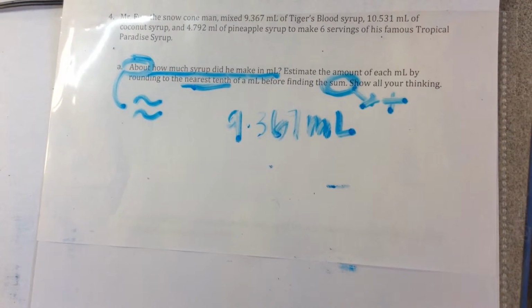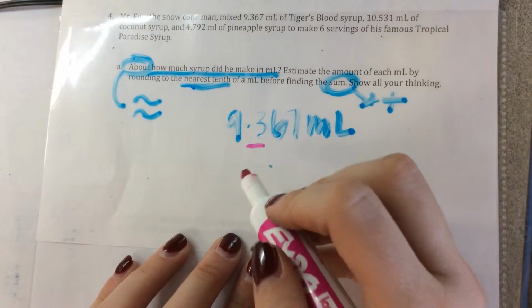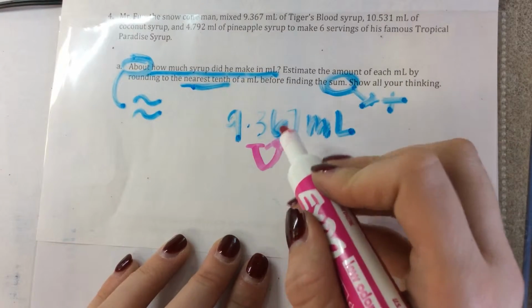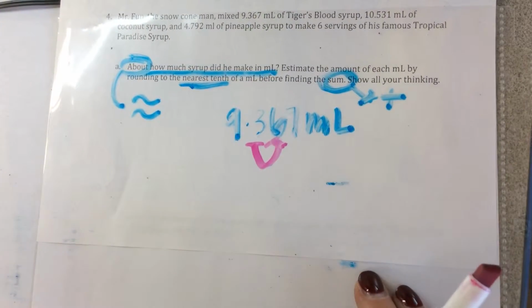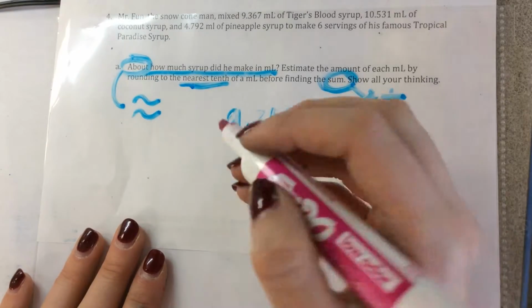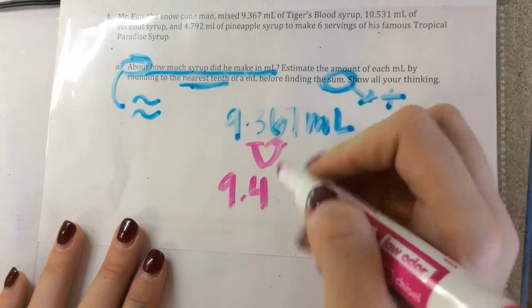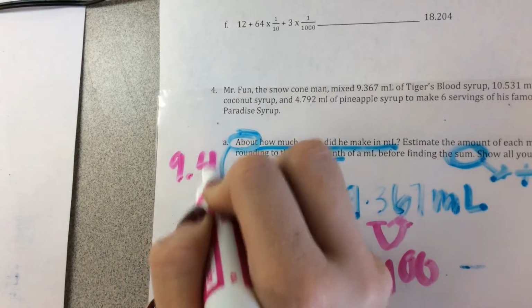So we're going to estimate that to the nearest tenth, which means we're going to underline the place value that we're rounding, which is the nearest tenth. In this case, that's our 3. Underline the 3 and draw an arrow next door to the 6. 5 or more, raise the score. 4 or less, let it rest. So since this is 5 or more, it's going to make the 3 go up. So it'll be 9.4. And these 2 digits just turn into a 0. So let's put that to the side, 9.4 milliliters.